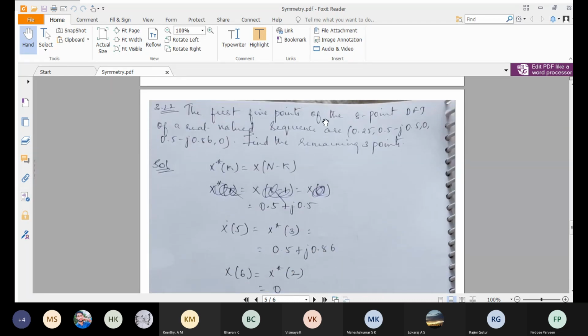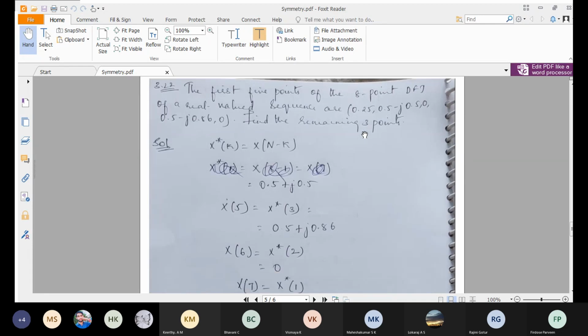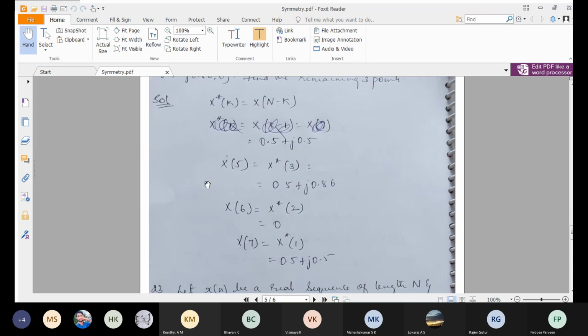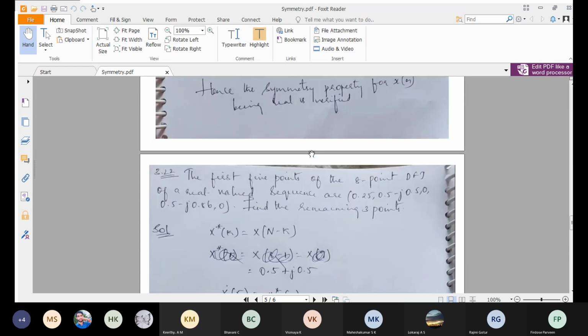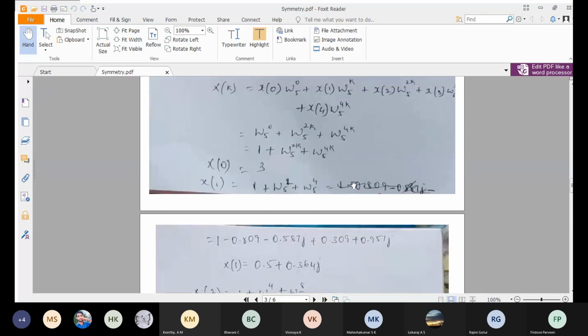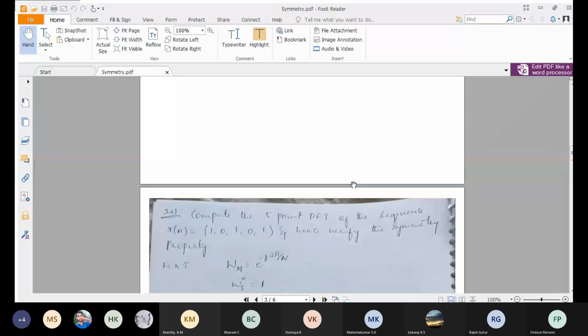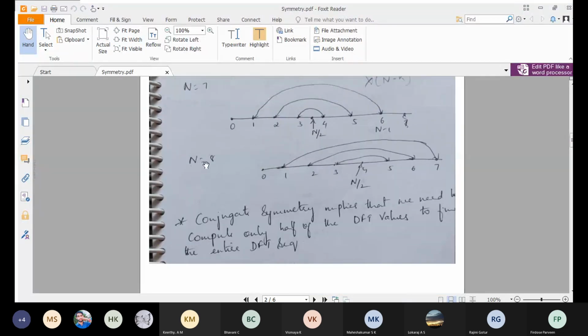Next, the first 5 points of the 8-point DFT of a real valued sequence are given. The remaining 3 points you have to find out. Since it is an 8-point DFT, we have seen that 3 and 5 will be conjugate symmetric, 2 and 6 will be conjugate symmetric, 1 and 7 will be conjugate symmetric.